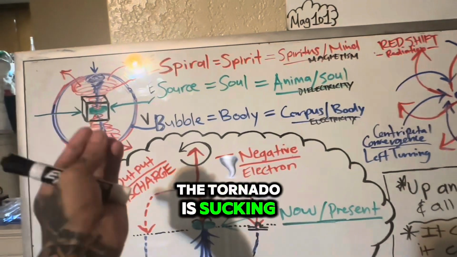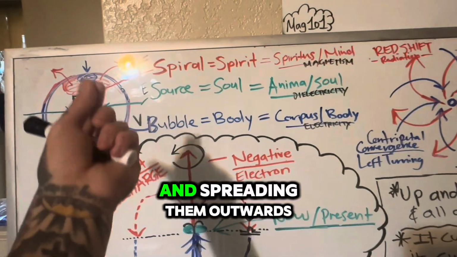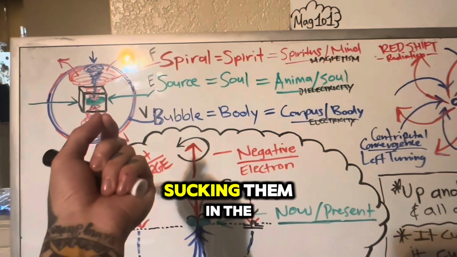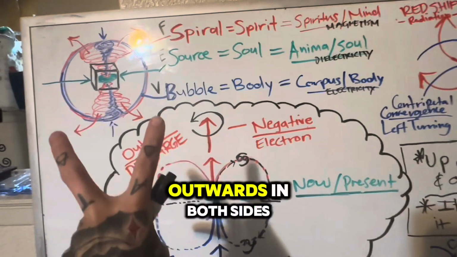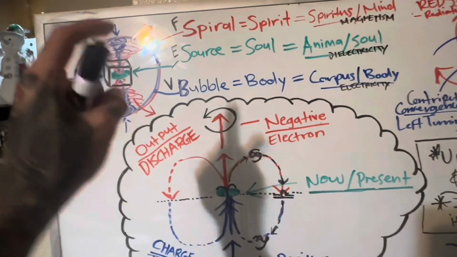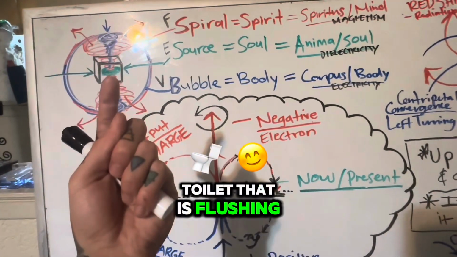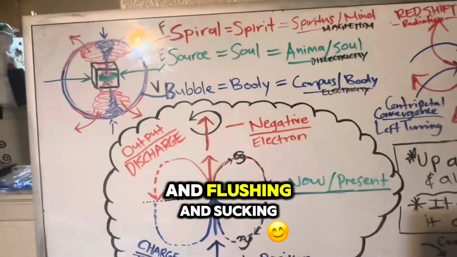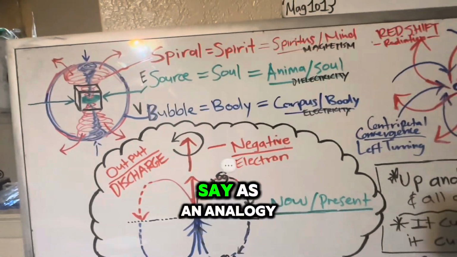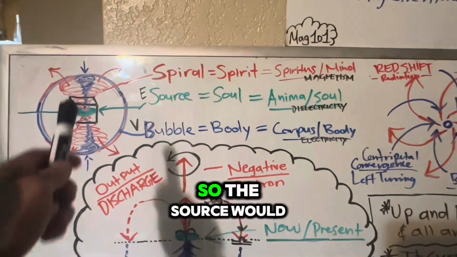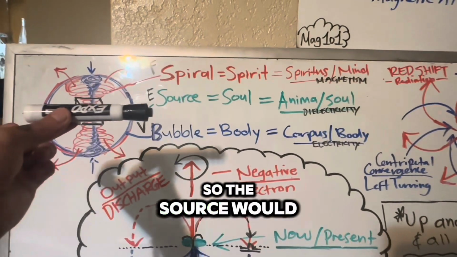The tornado is sucking things in from the bottom and spreading them outwards, sucking them in the center and spreading them outside here. So the tornado is spreading outwards in both sides. And you have a toilet that is flushing and sucking in here and flushing and sucking in here. So you have two tornadoes and two toilets, as I like to say, as an analogy. So the source would be the plane of inertia.